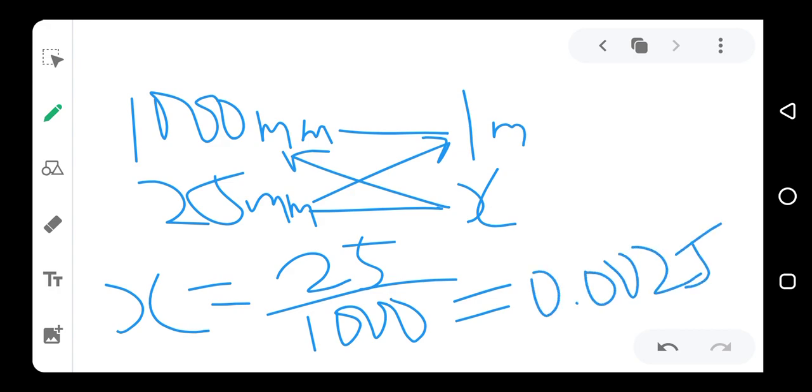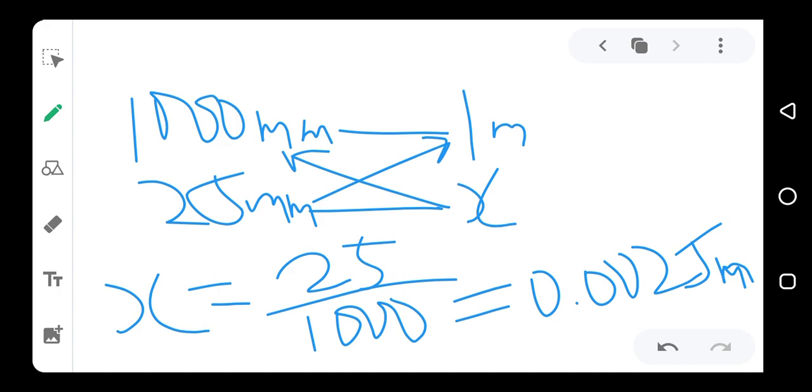So if we do this conversion, we are going to get 0.0025 meters. So this is the meter equivalent of 25 millimeter. So now we have converted the units.